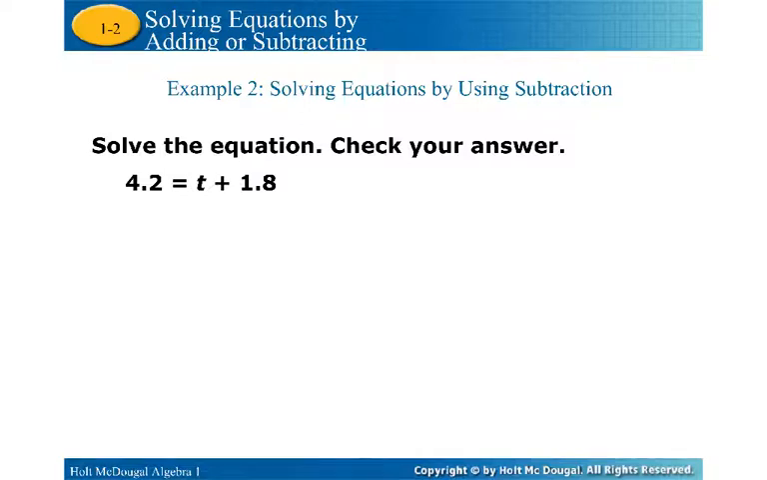So we're going to realize that we have equal sides of this equation. So we have a 4.2 on the left and a t plus 1.8 on the right. And now we're going to isolate that t, or that variable, by realizing what's happening to it. And to it, it's being added a 1.8. So what's the opposite of adding something? We're going to subtract it. So we're subtracting 1.8 from both sides.